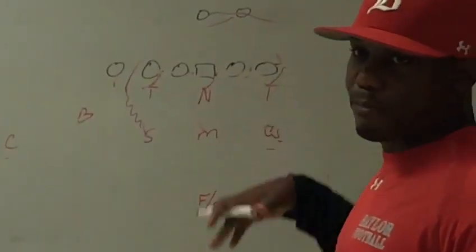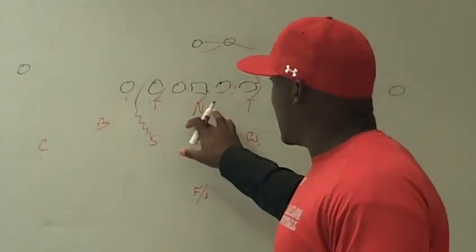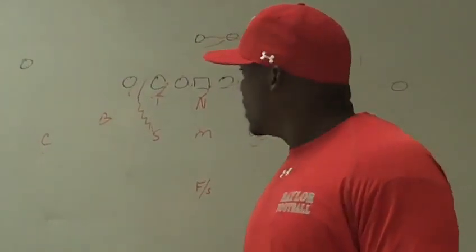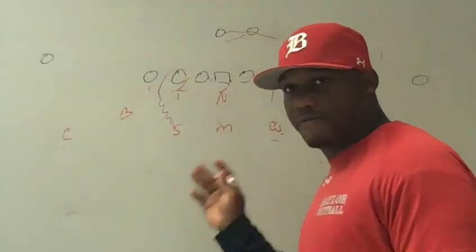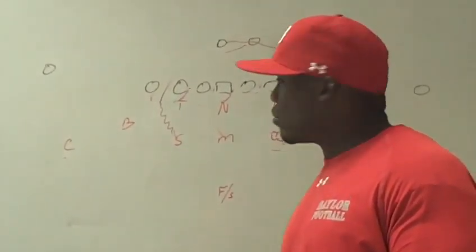Because everything we do is gap responsibility. Everybody has a gap. But what we teach our D line is when they slant, they have to stay flat down the line. They can't get upfield, because when they get upfield, that creates holes and creates space for the running back to run.